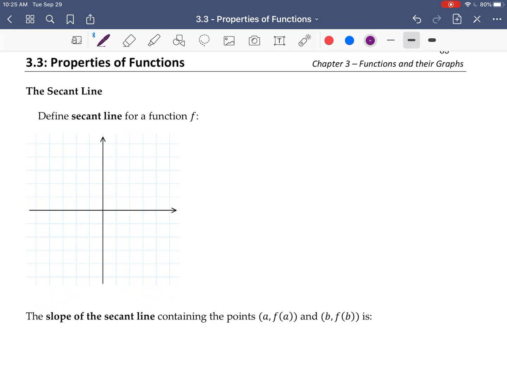The secant line. Let me just draw a function first. Maybe it looks like that. So maybe this is the function y equals f of x. And then I'm going to put maybe a here.